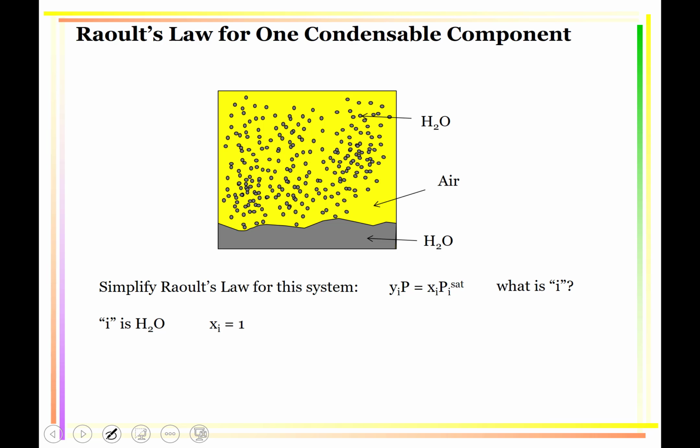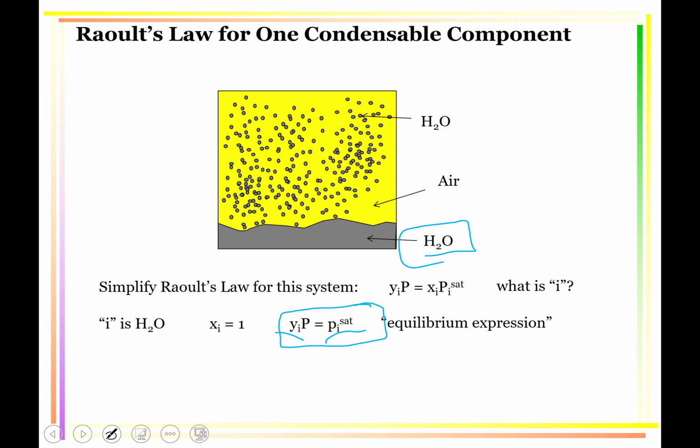Xi is 1 because the only species in the liquid phase is water. So if xi is 1, then we can just remove it. It's still there, but it's 1, so we can just kind of ignore it. And this is our simplified relationship for Raoult's law. Now, it's simple, but you'll see that the problems do become quite cumbersome, because we have to calculate the PSAT, and then we have to find the mole fraction, and so this is our first equilibrium expression.